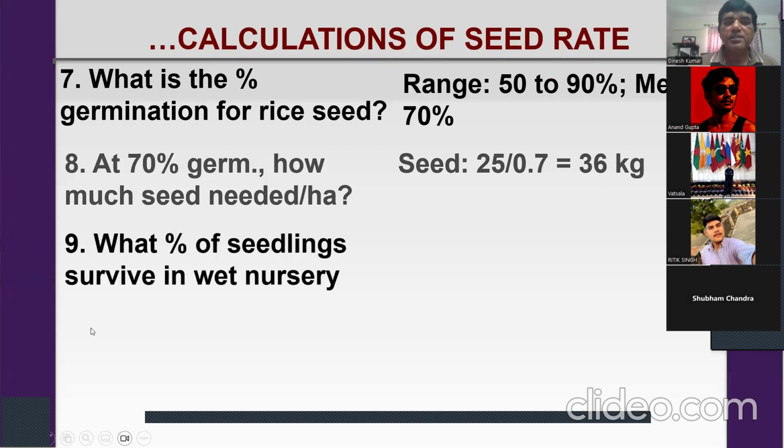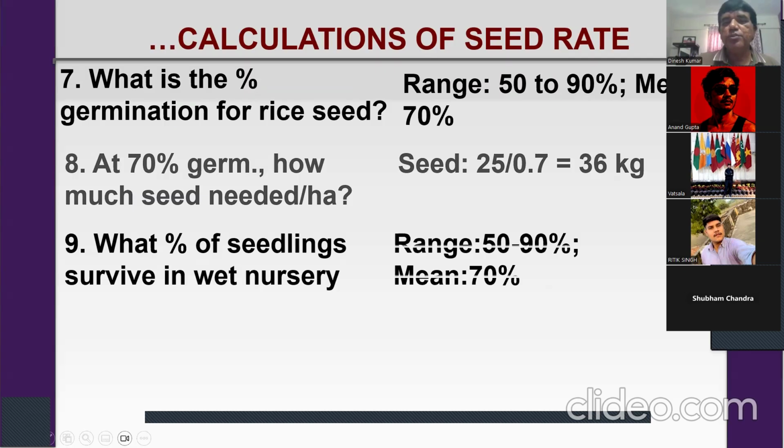So what percentage of seedlings survive in the wet nursery? Seedlings have emerged, they are there, but they can still die. Germination can happen, and after germination, some can remain inside the soil. Some may not come out of the soil, and some may come out of the soil but die immediately. So death of the seedlings will be there. So what percentage of seedlings survive in the wet nursery? Assume the range is 50 to 90% and take the average value as 70%. Suppose 70% of seedlings can survive. Then again, we need to adjust like we have adjusted above.